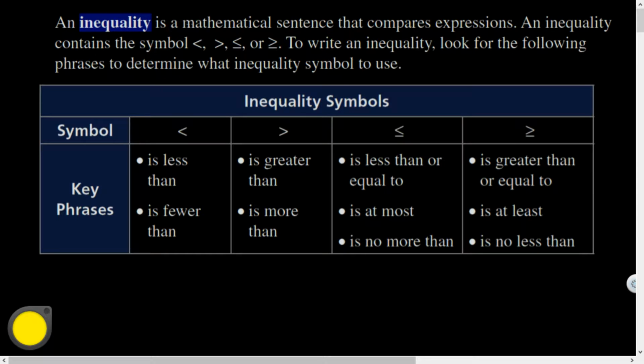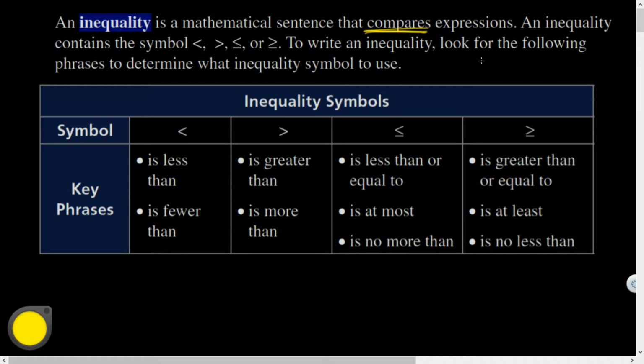So let's see. An inequality is a mathematical sentence that compares expressions. So far, our only comparison we've been talking about is equality, when two things are the same. An inequality contains the symbol, this is a less than symbol, right there, less than, greater than symbol. Now those symbols, you're going to have to memorize which one's which, because it's easy to forget, because they look the same, they're just mirror images of each other. I've got the less than or equal to symbol, or the greater than or equal to symbol.